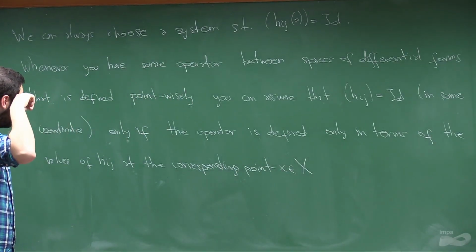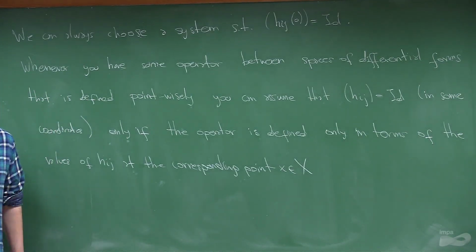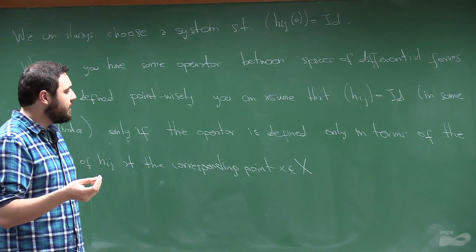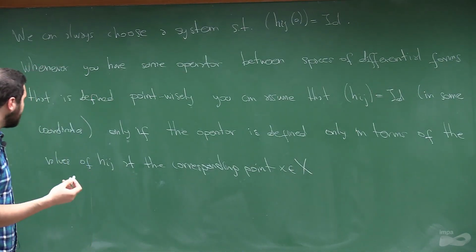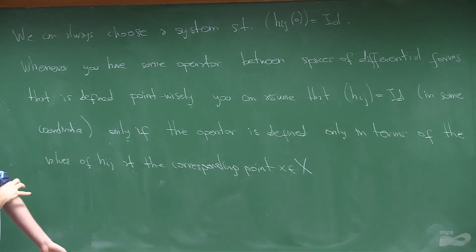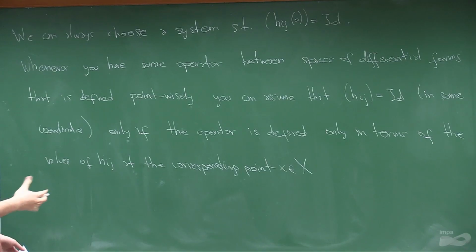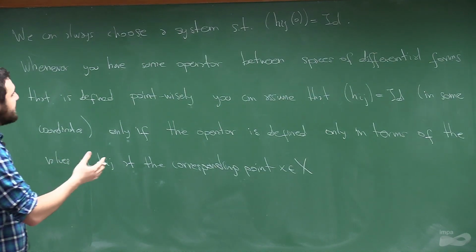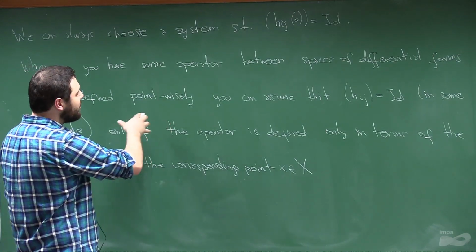So what do I mean by this? There are some operators that do not depend only on the value of the metric at that point. I mean, there are some operators that depend also on the values of the derivatives of the metric at the point. So which kind of operators have we already defined that satisfy this property, that are defined point-wise?